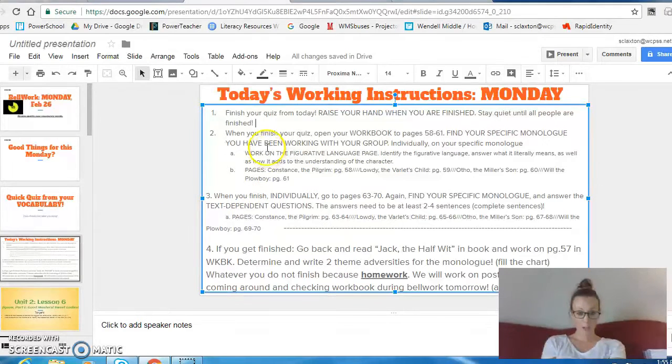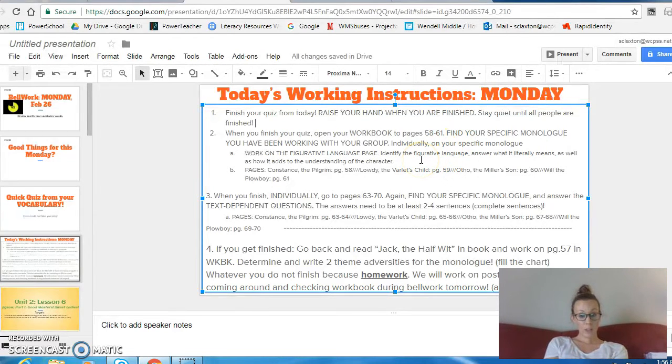Individually, when you are finished, you're going to open your workbook to pages 58, 59, 60, and 61. You're going to find your specific monologue that you have been working with your group. On your specific monologue, you're going to work on the figurative language pages in sections 58, 59, 60, or 61. You're not going to do all of them. The only one you are going to do is the one that is your specific monologue.